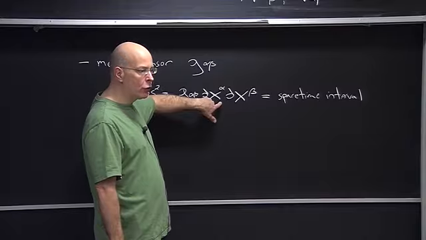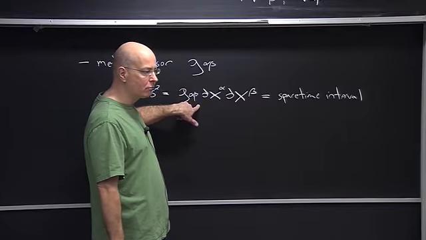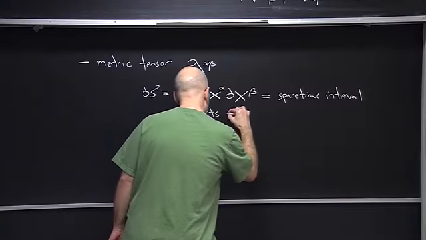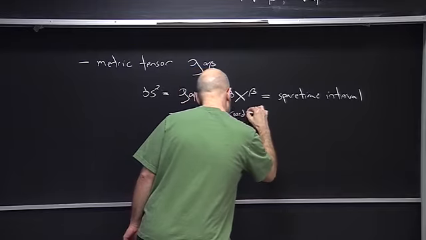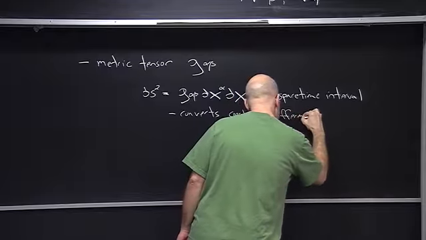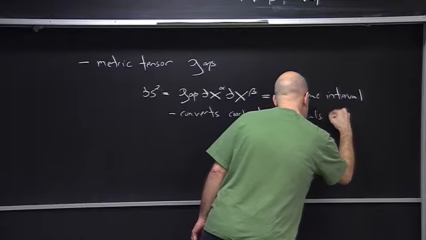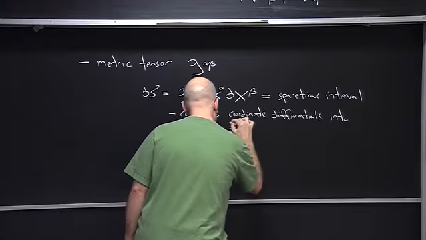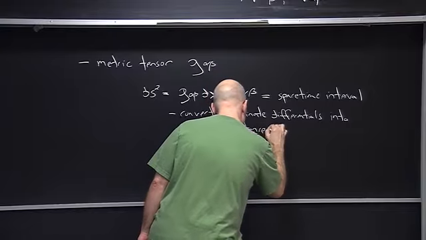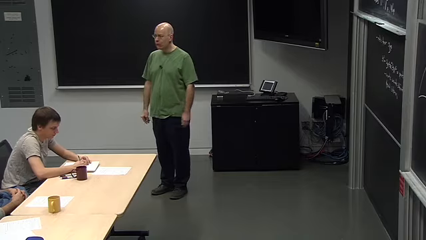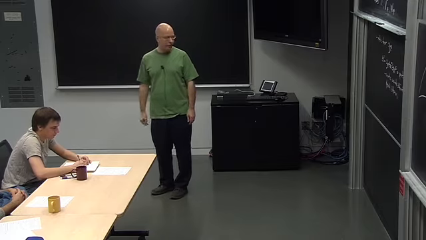You always need a rule to convert a coordinate increment into a physical distance, and that's the role of the metric. So the first role is to convert coordinate differentials into physical distances. And in most situations, a metric would just be required to do that. It's just a conversion from coordinate to physical distances.